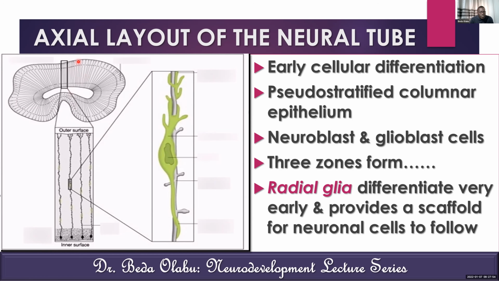Look at this image. Those lines you see represent the radial glial cells. Neurons will be proliferating from this germinal matrix and moving outwards. So this scaffold will be guiding the migration of the neurons away from the germinal matrix towards the cortical plate. The role of the radial glial cells is to provide a scaffold for neuronal migration.